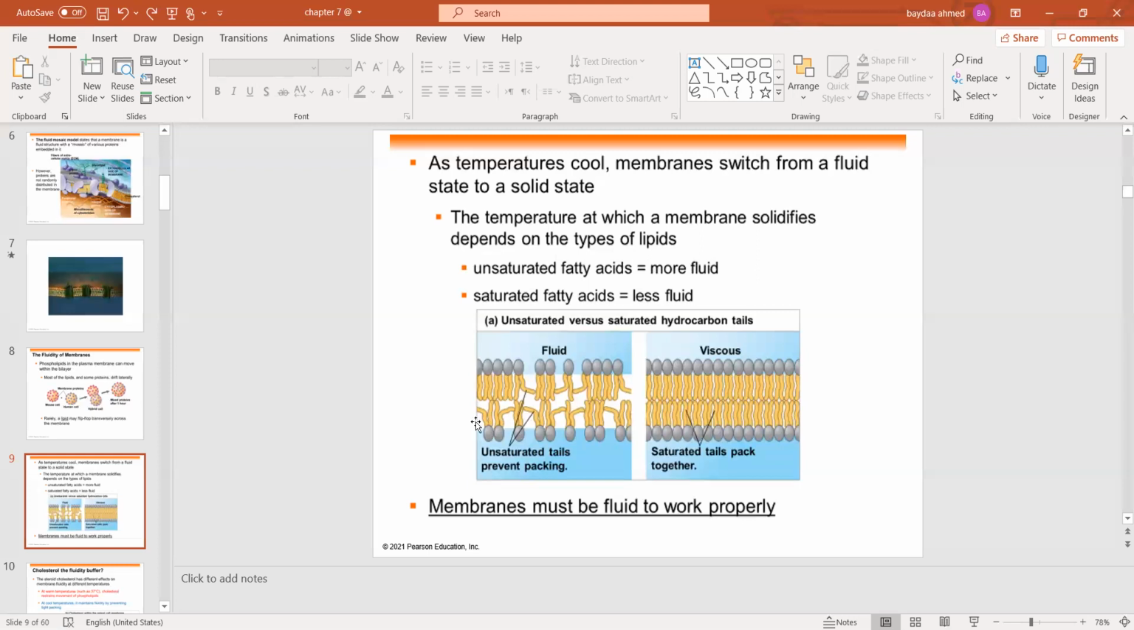So here on the left side, the unsaturated hydrocarbon tails are kinked. You see this kink in the fatty acids prevents the phospholipids from packing closely together, enhancing membrane fluidity. And here, saturated hydrocarbon tails pack together, increasing membrane viscosity.